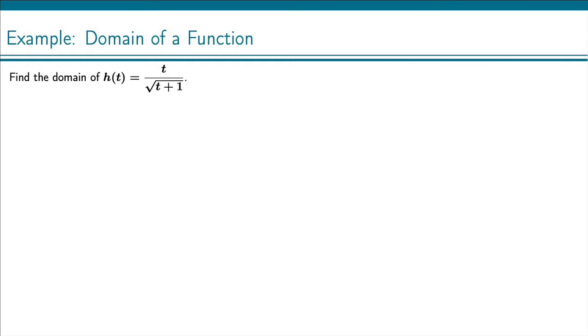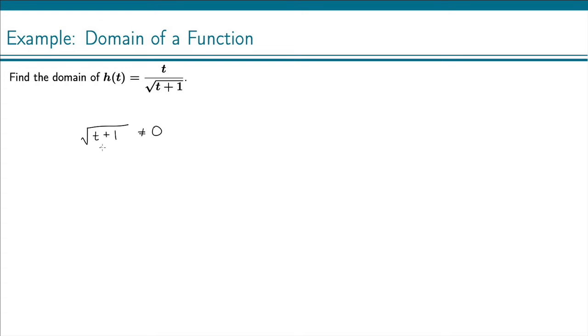Second is that we are doing a square root. And we know if I'm doing a square root of something, I'm not allowed to do square roots of negatives. So we're going to take those two things. We'll start with the division. We are dividing by the square root of t plus 1. So the square root of t plus 1, the thing we're dividing by, cannot equal 0.